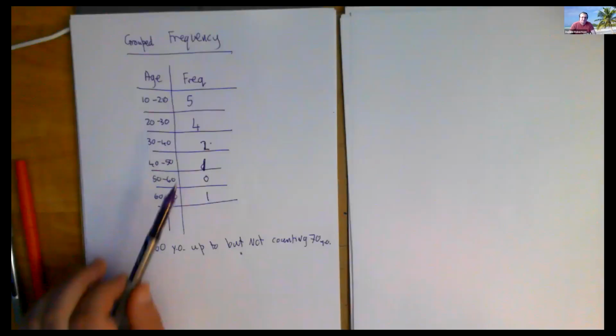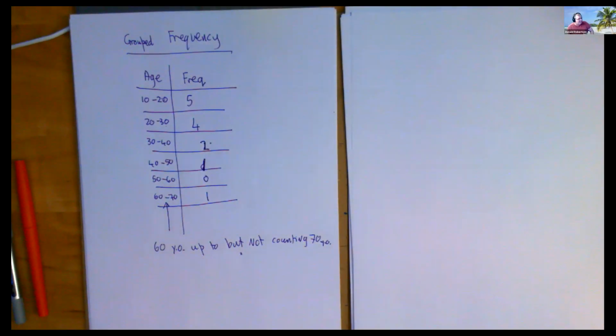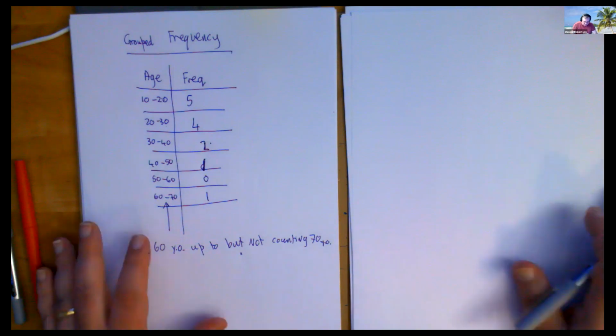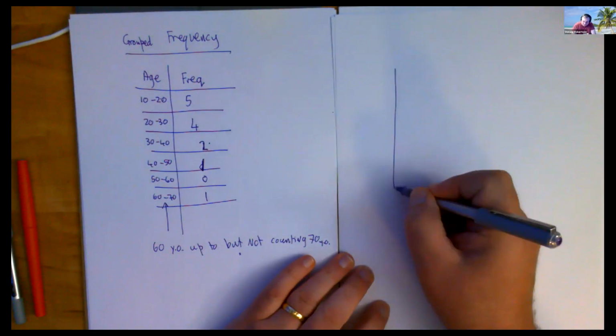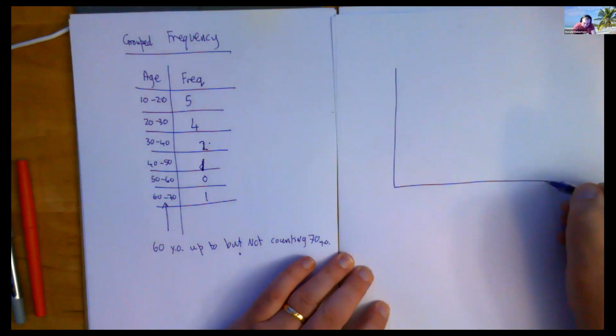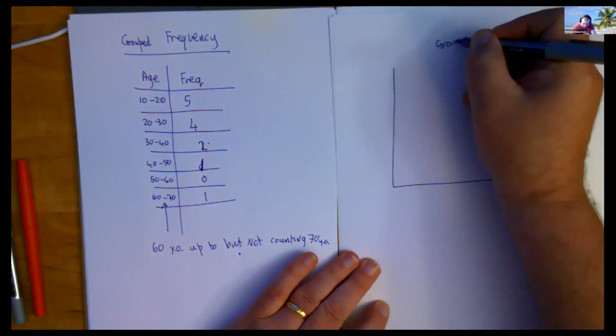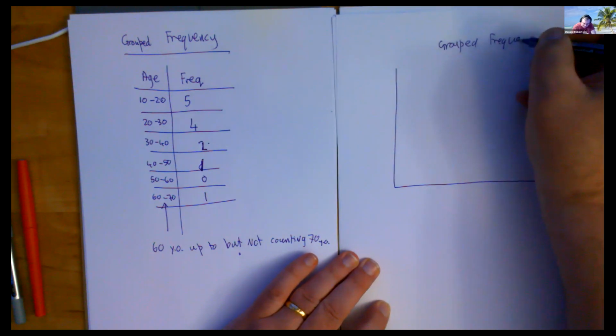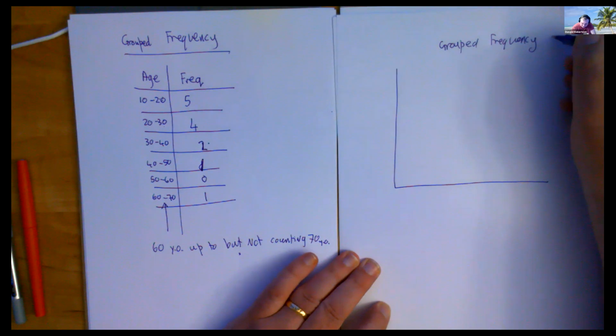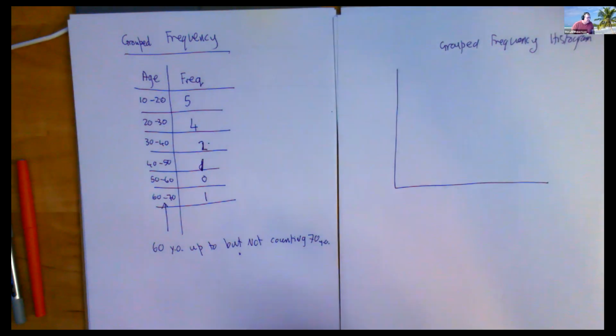No, you can't. Can you now see what the group frequency table looks like? So how does that transfer over to a graph? Well, when you draw it, you're going to get what's called a grouped frequency histogram. So you can have a frequency histogram or just histogram, or you can have a group frequency histogram.